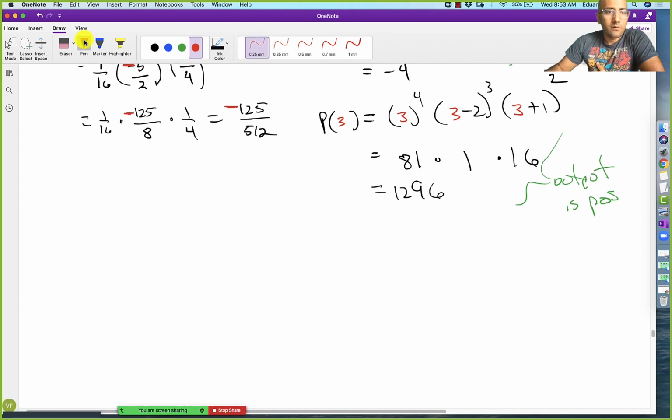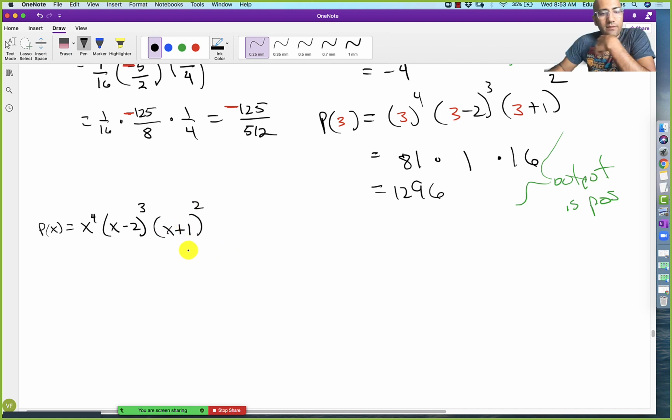Okay, so I have p of x is equal to x to the power of 4, x minus 2 to the power of 3, and then x plus 1 to the power of 2. Okay, if I FOIL this guy out, that's going to be easy. Let's just do that guy. That'll be x squared plus 2x plus 1. So that takes care of this. And then there are these terms. Let me rewrite it as x minus 2 times x minus 2 squared. We know how to expand that.